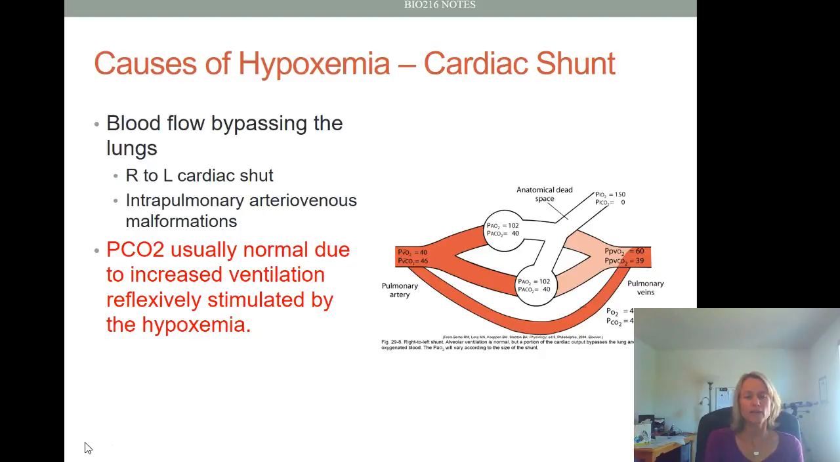Okay, the next one is cardiac shunt. And this is not a lung problem. This is just where the blood flow bypasses the lungs in a right to left cardiac shunt. Most of the cardiac shunts we talked about were left to right, but we did talk about some instances where we could have a right to left cardiac shunt, and this would completely bypass. There'd be some blood that completely bypasses the lungs. Now in this case, this hypoxemia really stimulates ventilation, and we actually normally see that the PCO2 is normal due to that increased ventilation. So we have hypoxemia with a normal blood CO2.